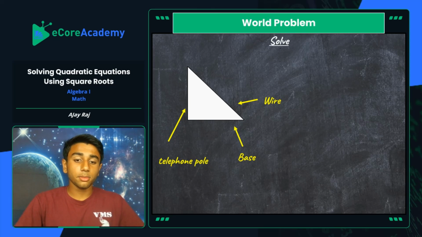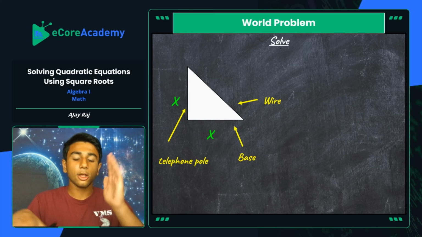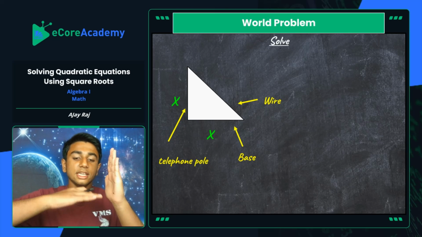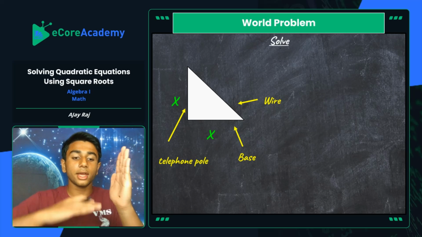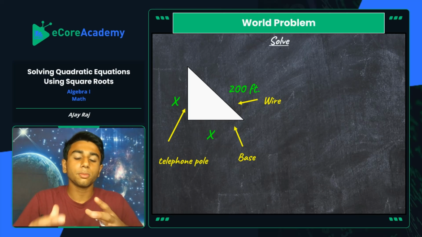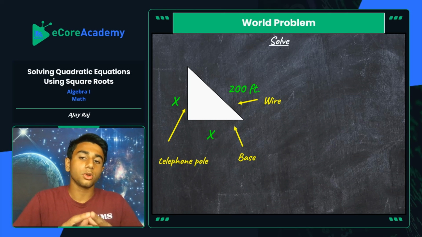And now in terms of variables, we can assign the telephone pole and the base distance as x, because the problem said that the telephone pole's height and the distance between the base of the wire and the telephone pole are equal. So that means we can label both as x to make it as smooth as possible. And then we're also given the length of the wire, the hypotenuse, which is 200 feet. So now this is actually a fairly simple problem. It was quite wordy, and oftentimes it's difficult to break it apart, but always draw images when you're confused.